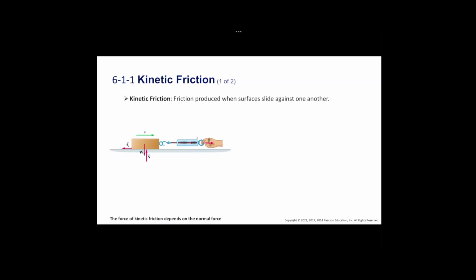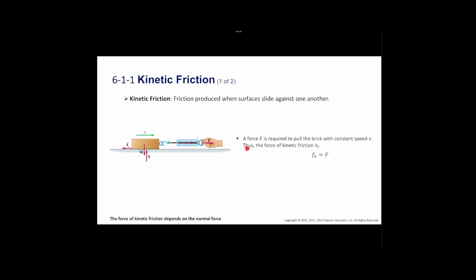Now there are two most common types of friction, kinetic friction and static friction. Kinetic friction is the friction produced when surfaces slide against one another. First, imagine attaching a spring scale to a rough object like a brick and pulling it across a table as shown in this figure. If the brick moves with a constant velocity, then Newton's second law tells us that the net force on the brick must be 0 since the acceleration is 0.